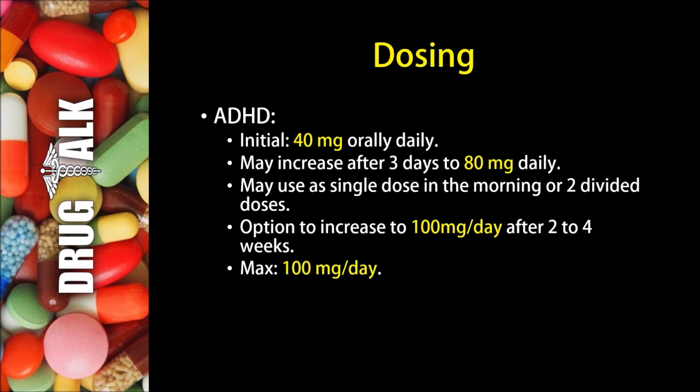Now for an example of dosing with this medication. If it's being used, like usual, to treat ADHD, then the initial dose would typically be 40 milligrams given orally daily. They may increase the dose after 3 days to 80 milligrams daily, and this may be taken as a single dose in the morning or as 2 divided doses throughout the day. There's an option to increase the dose yet again to 100 milligrams per day after 2 to 4 weeks of therapy. The maximum dose for this medication would be 100 milligrams per day.